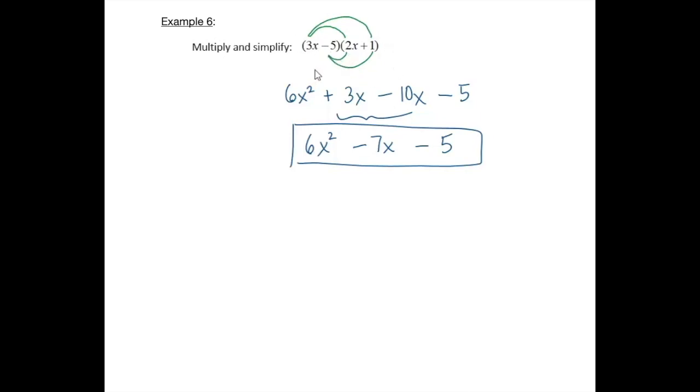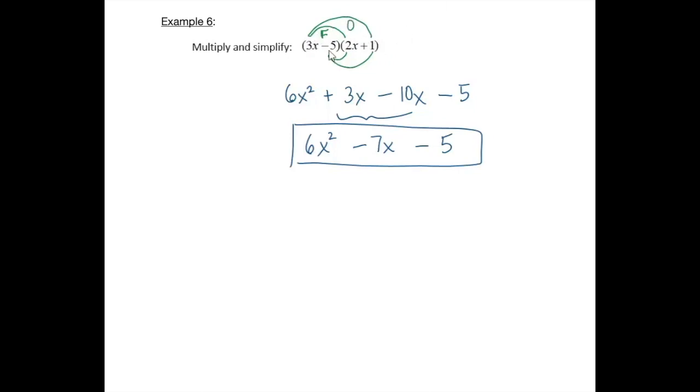When we distribute the 3x, we first multiply by the 2x in the second polynomial. That's called the product of the first terms. We'll label that with an F for the first terms. Next, we distribute the 3x to the 1 in the second polynomial. This is the product of the outer terms. We'll label that with an O.